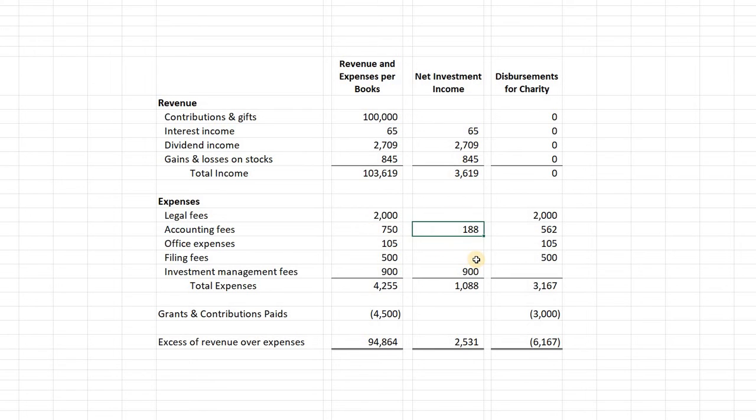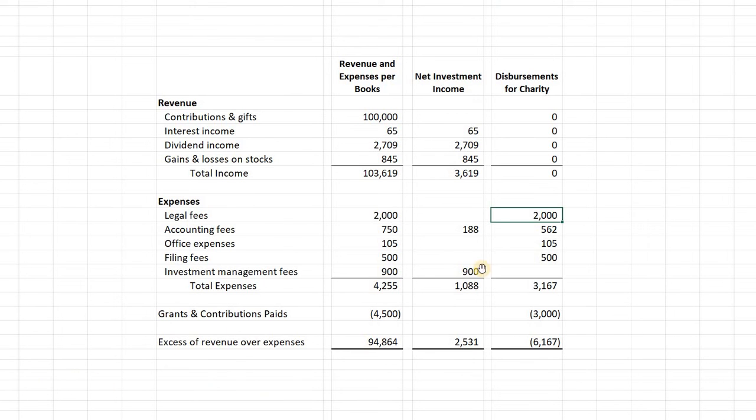The accounting fees, the accountant in this example does spend some time reconciling the income, right? So they look at the statements, they make the fair market value adjustments. So we could argue that a portion of the accounting fees is attributed to net investment income. And we have such here. We've allocated 25% to net investment income. The remainder is being allocated to charity. But all the other amounts, the legal fees, the office expenditures, filing fees, really none of that is traceable, even on an allocable basis, to the net investment income. So they're just going to charity.